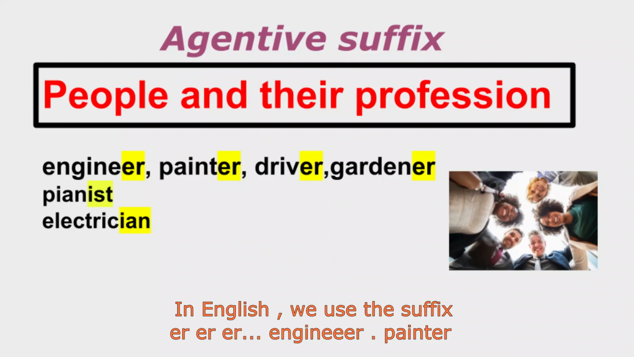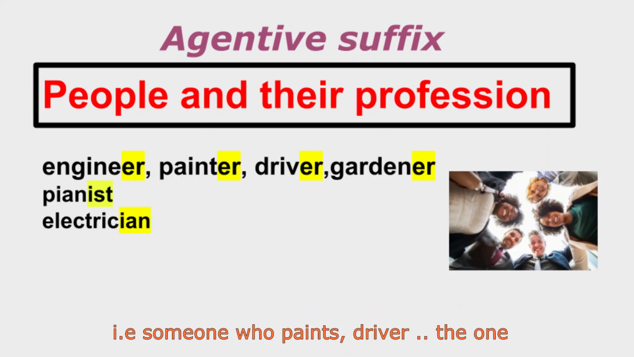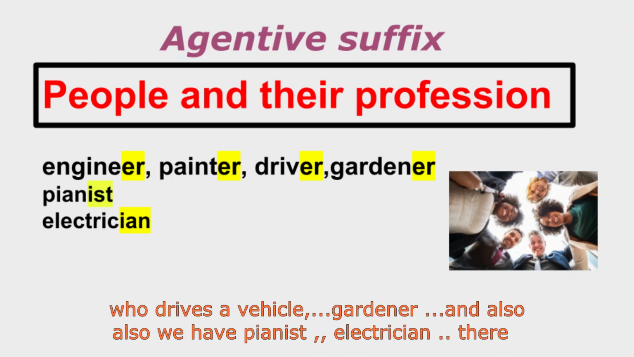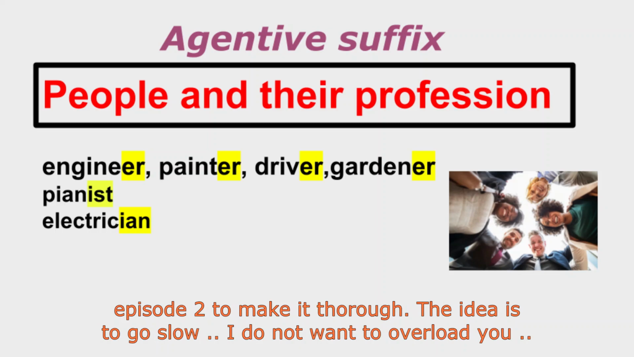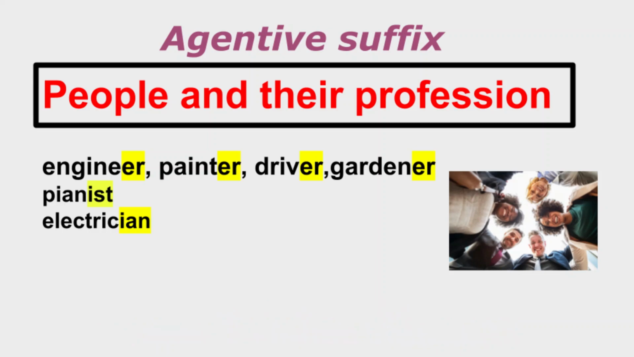In English, we use the suffix er, such as engineer, painter, that is someone who paints, driver, the one who drives a vehicle, gardener, and also we have pianist, electrician. So there are some variations. We will see the same in Tamil and will follow this video with an episode 2 to make it thorough for you. So the idea is to go slow, and I do not want to overload you with too many lessons.